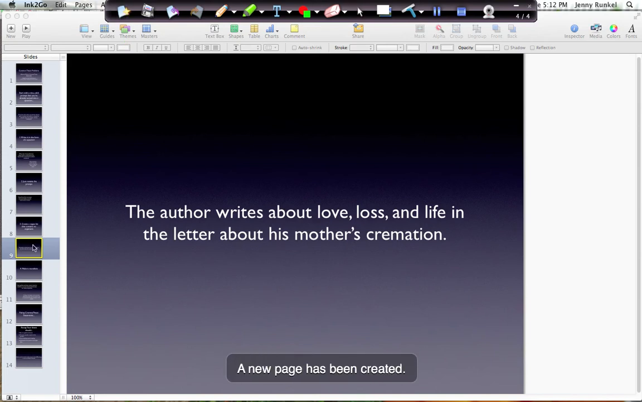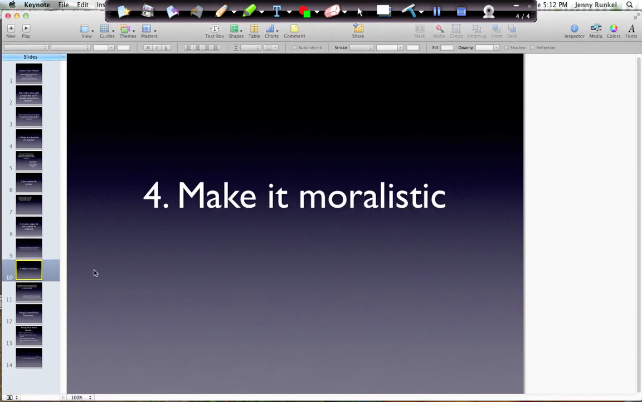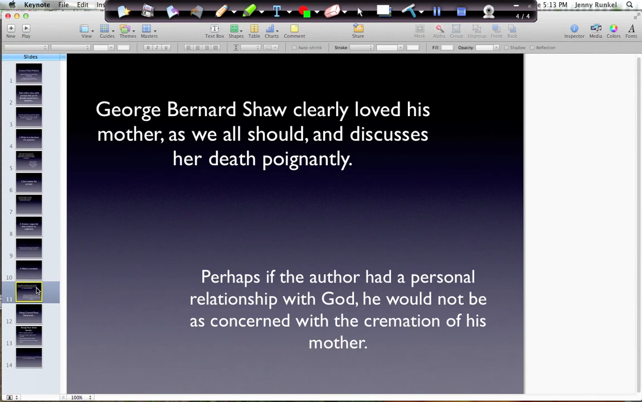We get that. Fourth way to write a crummy thesis. This is my personal favorite. Make it moralistic. Believe it or not, I do see these quite often, and what they serve to do is turn the reader off right away. Here's an example. George Bernard Shaw clearly loved his mother, as we all should, and discusses her death poignantly.